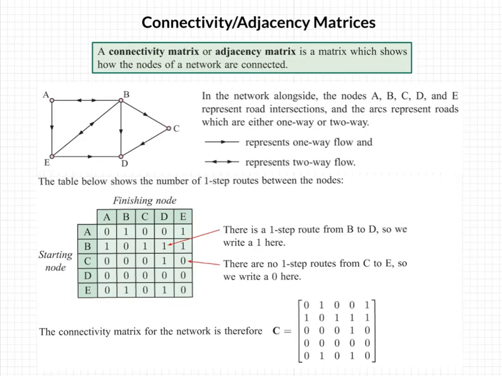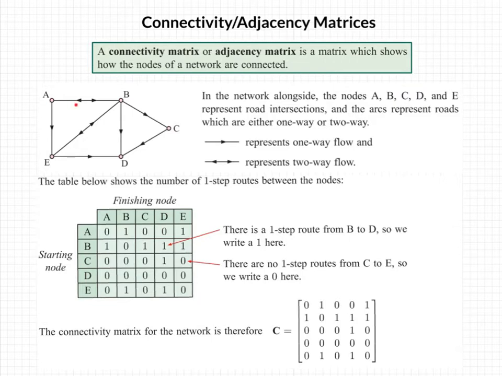So this lesson refers to connectivity matrices. You may have heard them referred to as adjacency matrices during year 11. A connectivity matrix or an adjacency matrix is a matrix which shows how the nodes of a network are connected. If we have a look at this example here, the network alongside shows us the nodes A, B, C, D, and E. The arrows represent the flow of direction.